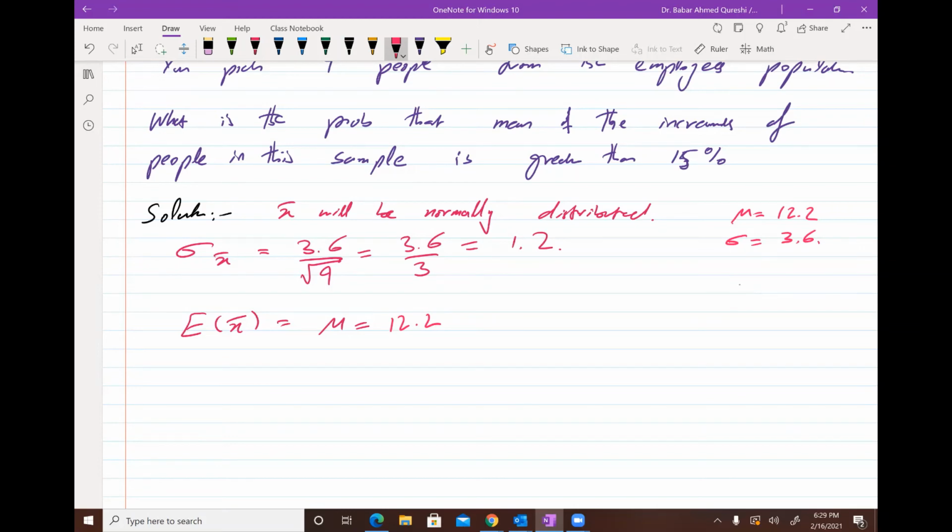Now I know that if I pick a sample of size 9, their mean will be distributed normally. Now this is the distribution of the means of the samples. They will still be distributed around 12.2, but their standard deviation would be given by this number.